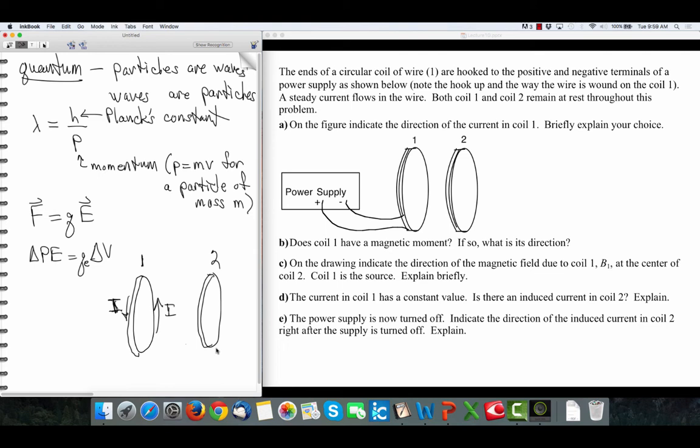All right, so let's talk about first B. Does coil 1 have a magnetic moment? Yes. In fact, every loop of current where there's current going around in a circle has a magnetic moment. Going around a circle, square, whatever, there's always a north pole, there's always a south pole. So there's always a magnetic dipole.